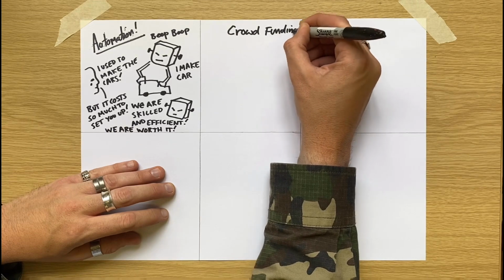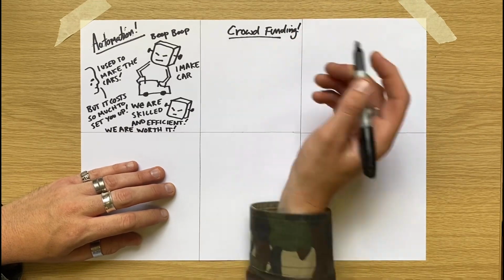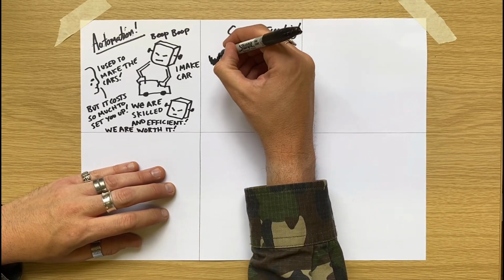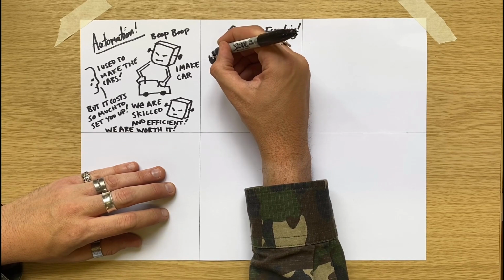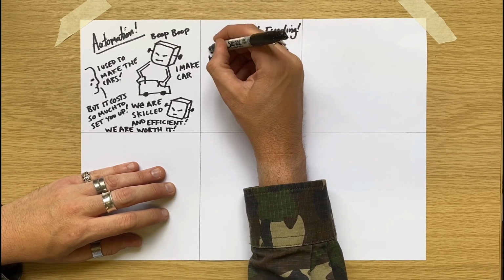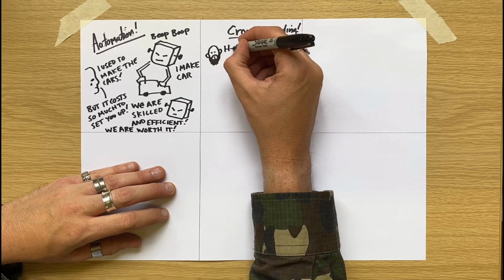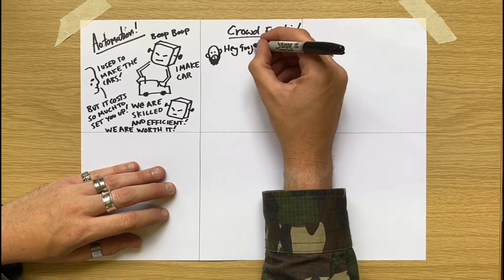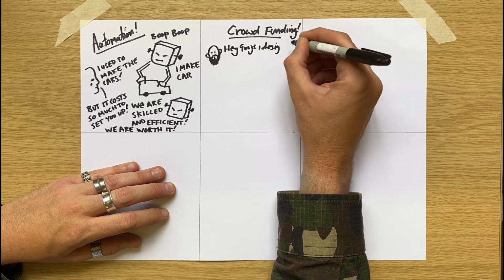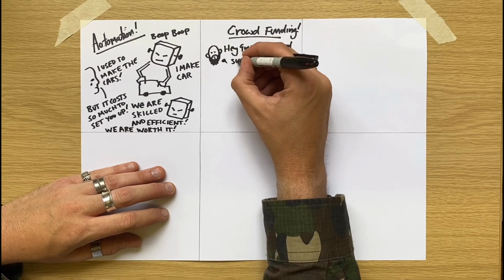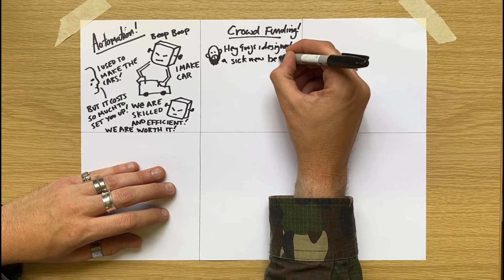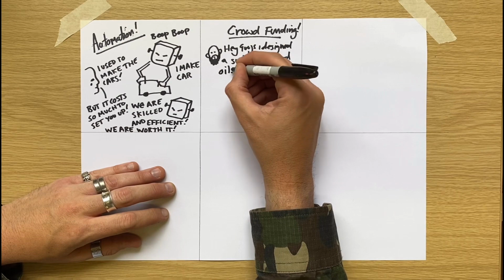Now we're moving on to look at crowdfunding. Okay, crowdfunding effectively is using a website like GoFundMe. So we're thinking about someone who's got an idea for a business that they want to produce a product for. They've got the idea, they think people will like it, but they don't have the capital, the money behind them to set it up. So this guy is saying, hey guys, I designed a sick new beard oil, but he hasn't got the money to produce it.